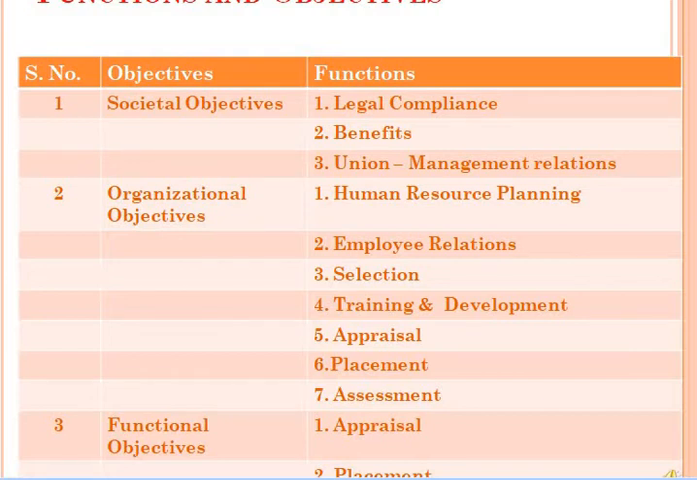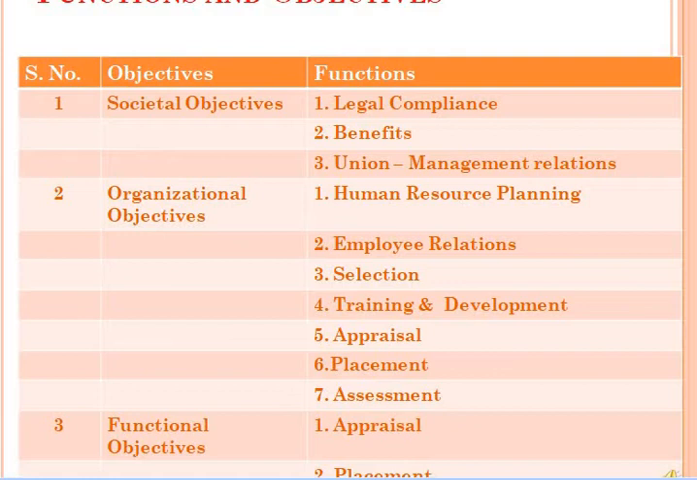So for example, in a particular area, if environmental hazards are likely to occur, they might not be in a position to sanction an industry or to run an industry or a company in a particular place. So that type of government related issues, then benefits related to the society in and around areas, and also the goodwill of the company. All that will be the societal objectives, and to what extent the union and the management are on good terms.